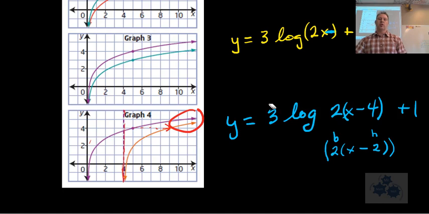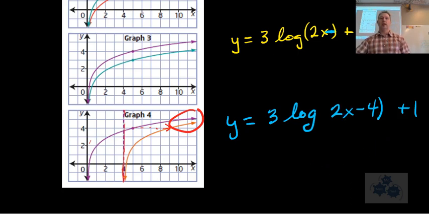But this is your a, clearly. This is your b. This is your h. This is your k. We good? All right. And that's all the parameters right there. That's all the transformations.